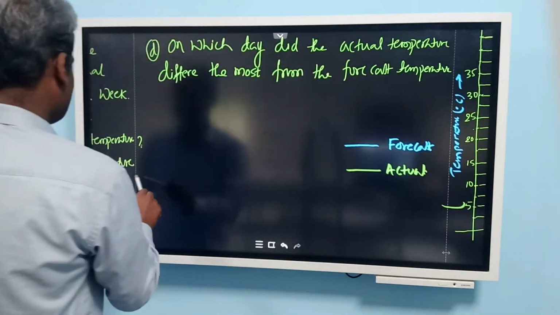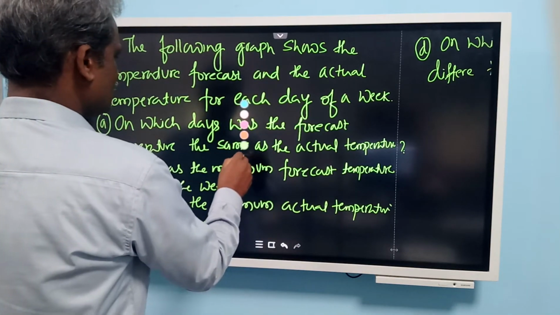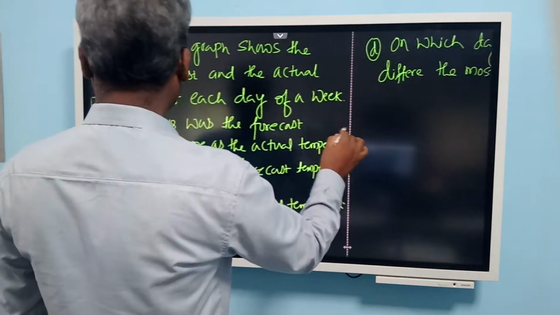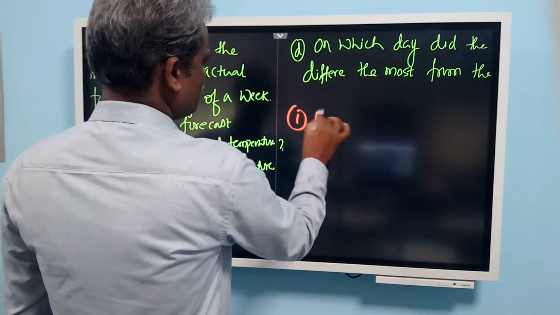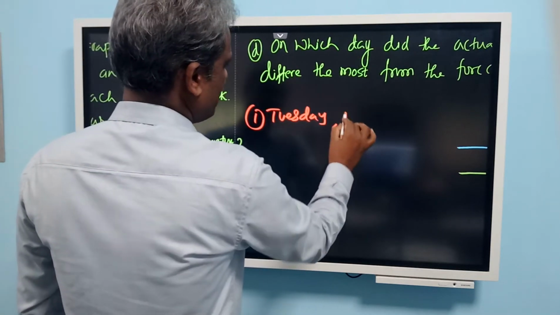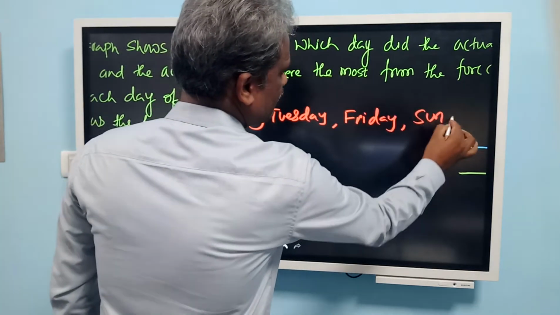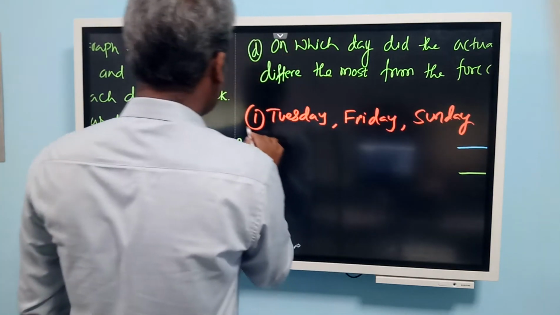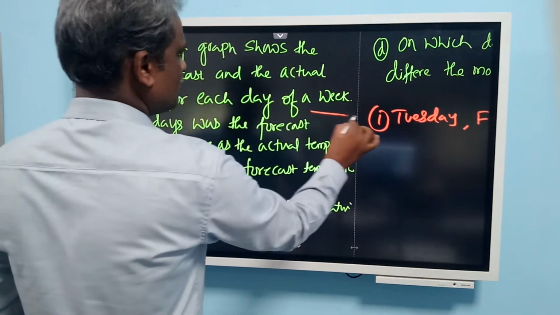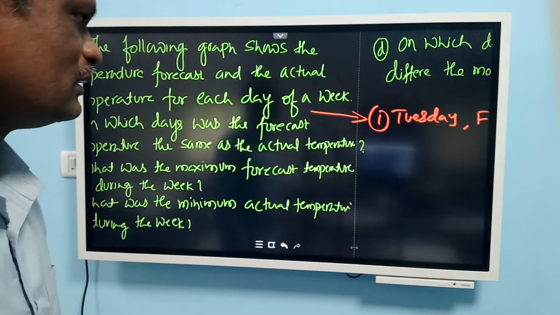You can write the answer here for the first question. You can write for this first question: Tuesday and Friday and Sunday. These are these 3 days. You can see the same temperature. The forecast temperature and the actual temperature both are coinciding.